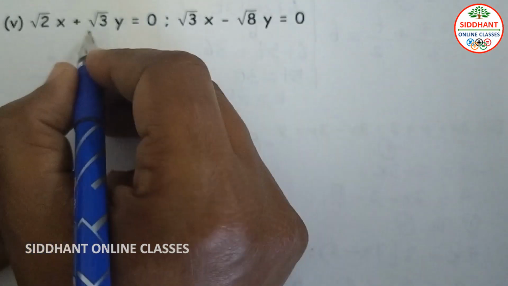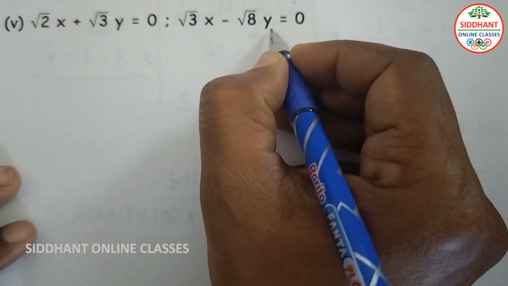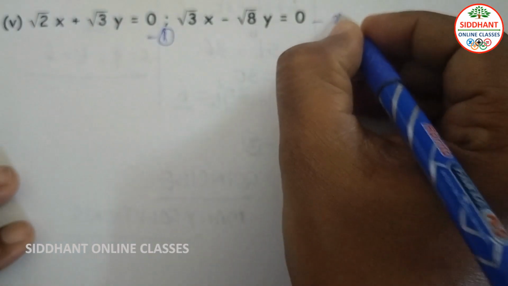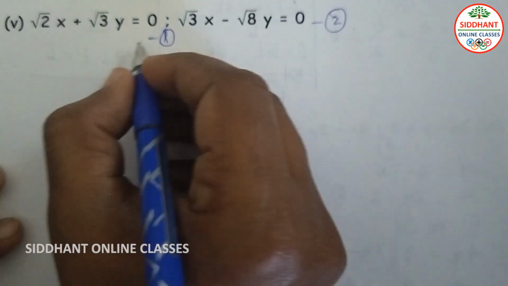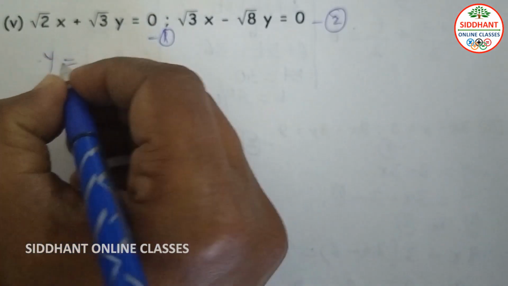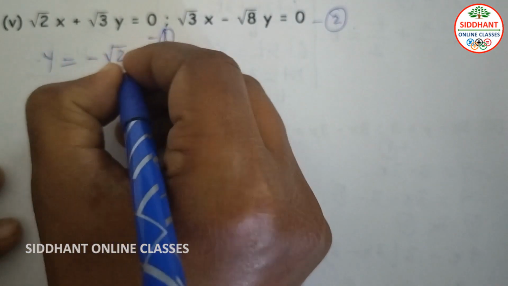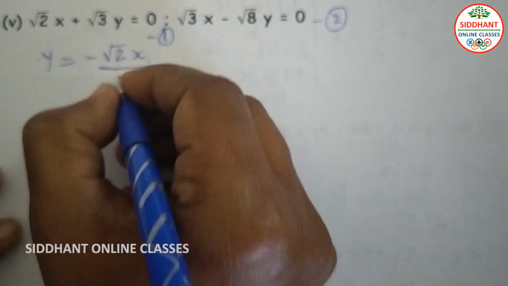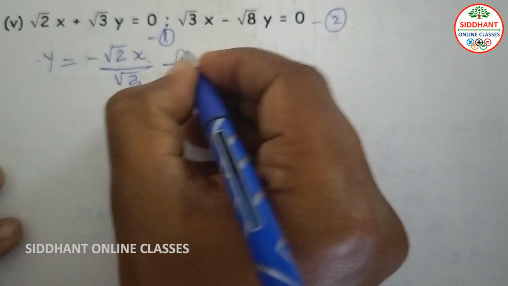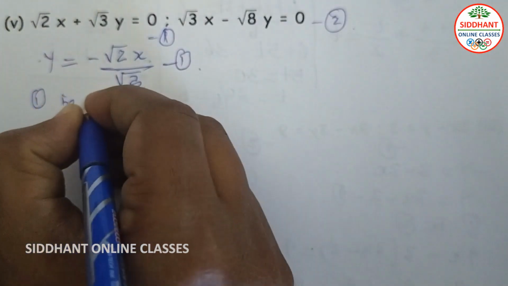Question number 5. Root 2x plus root 3y equal to 0. Root 3x minus root 8y equal to 0. So let it be equation 1 here, equation 2 here. So now when you are going to see here, y equal to minus root 2x by root 3. So y equal to this. So let it be equation 1 and substituting equation 1 in equation 2.